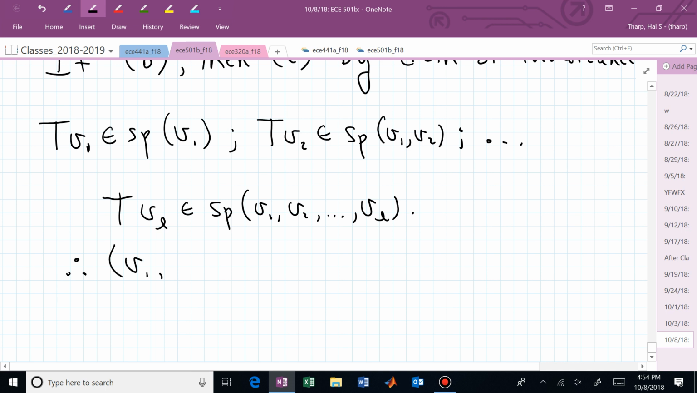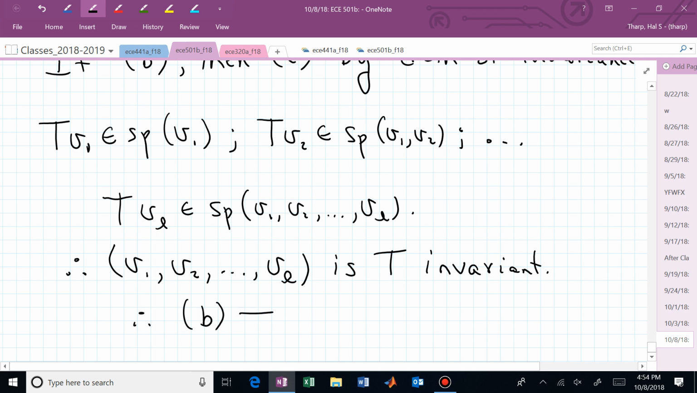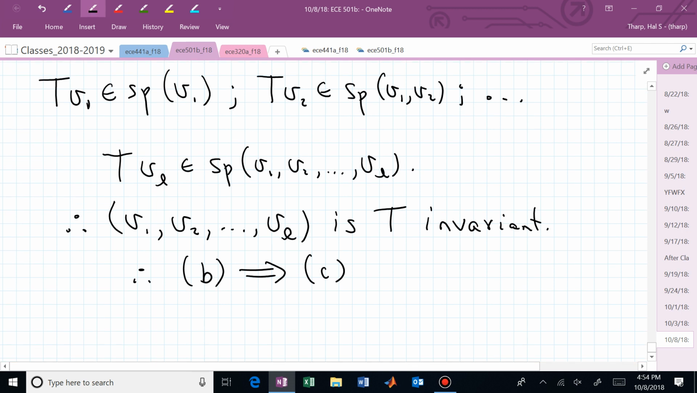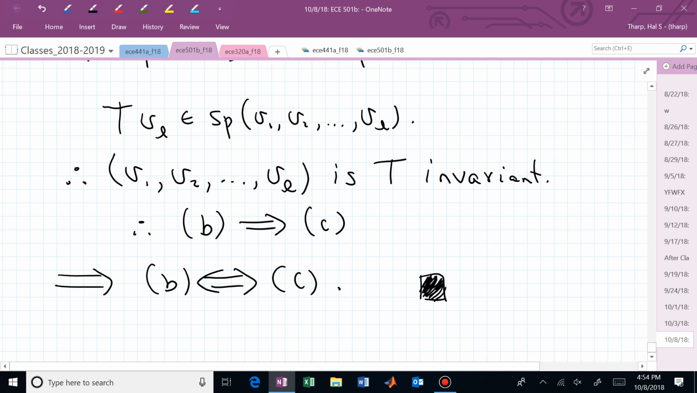In other words, V1, V2, that list up to V sub L is invariant under the T operation. Is T invariant? Or statement B indeed does imply statement C, and now we've shown that B if and only if C, and now we can draw our box to say that we're done.